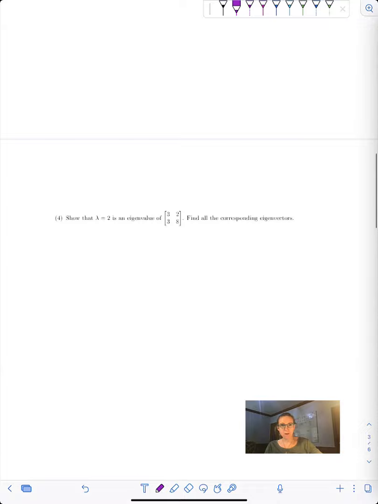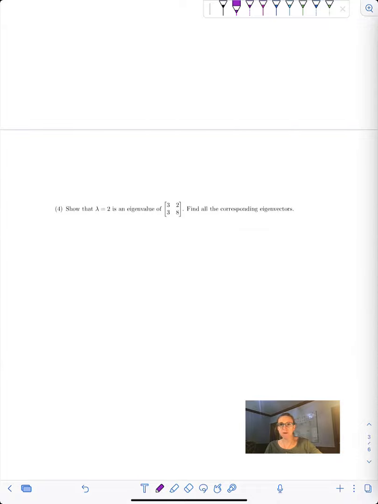Okay, so now sometimes we might be given information, like here, we're given that lambda equals 2 is an eigenvalue for this matrix, and we want to find the corresponding eigenvectors. And so what this is saying is that this matrix 3, 2, 3, 8 times some vector x equals just 2 times that vector x. And so to find the eigenvectors, we want to solve this for x.